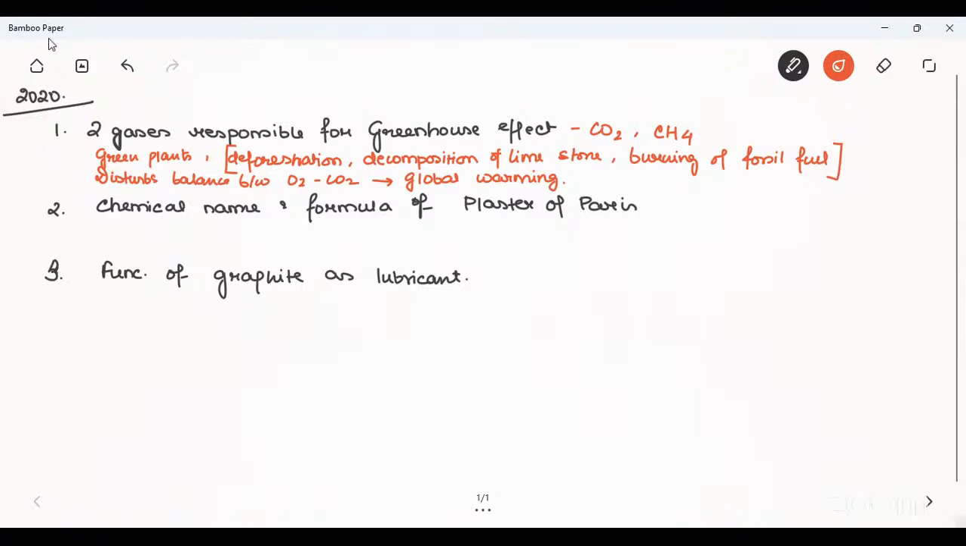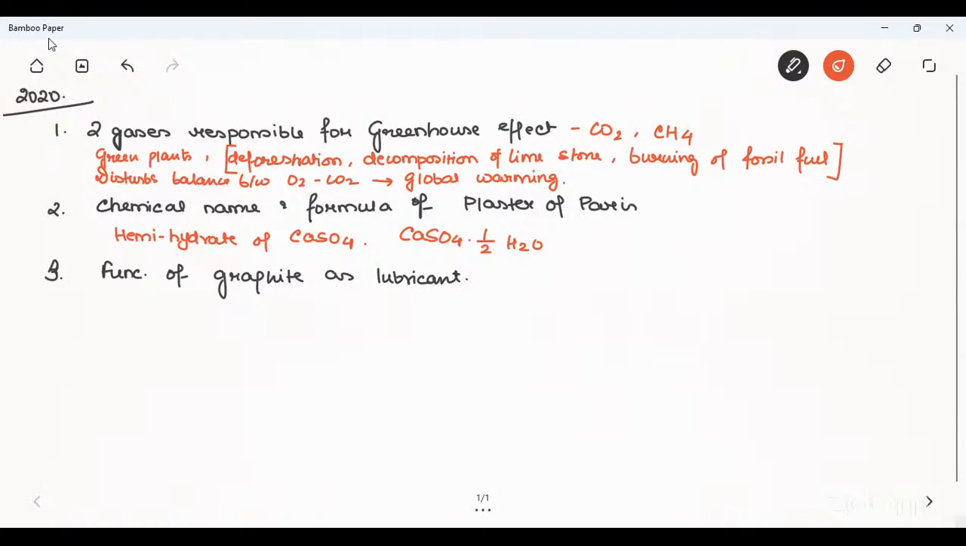Okay, and the chemical name and formula for plaster of Paris. Plaster of Paris is a hemihydrate of CaSO4, calcium sulfate, and thus the chemical formula will be CaSO4·½H2O. This is the chemical name and formula of plaster of Paris.